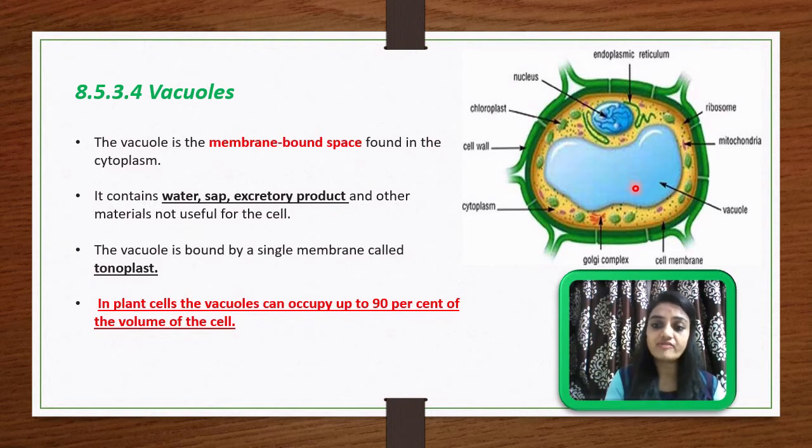And you know very well that a large portion of the plant cell is covered by it. You can see this is, suppose, a plant cell. The large portion of the cell will be covered by the vacuole. Almost 70 to 90% of the cell will be covered by the vacuole. In a plant cell the vacuole can occupy up to 90% of the volume of the cell. So it will have a huge vacuole.